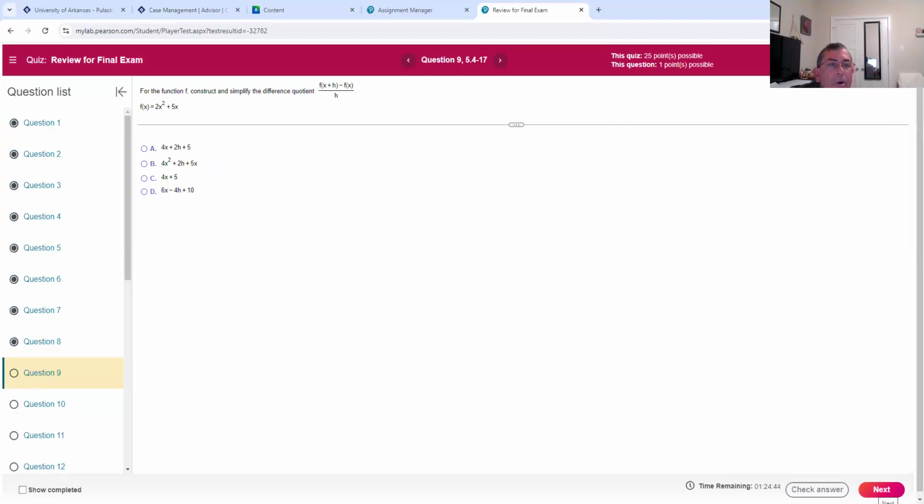All right, y'all, what's this one? Oh, the difference quotient, okay? So let me write down my f of x. My f of x is 2x squared plus 5x. And y'all, we give you the formula, f of x plus h minus f of x all over h. All right, so we got to fill this in and come up with one of these four answers, okay?